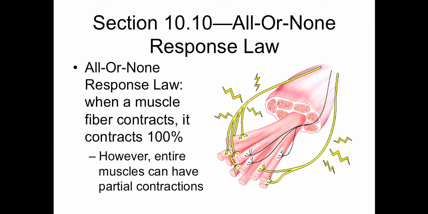This drawing indicates that since a muscle contains multiple motor units, they need not all contract simultaneously. However, when a single muscle fiber is contracted, it contracts all the way to 100% of its capacity. Motor units cannot have a partial contraction. It's an all or none response.